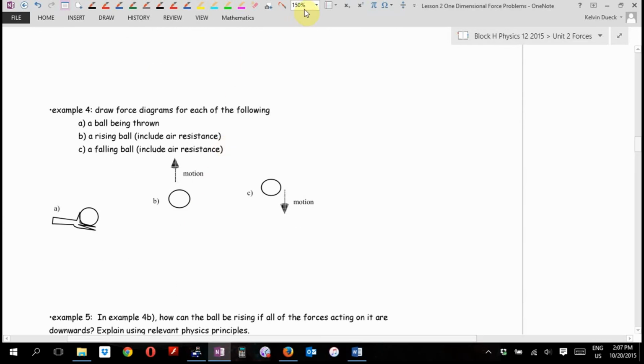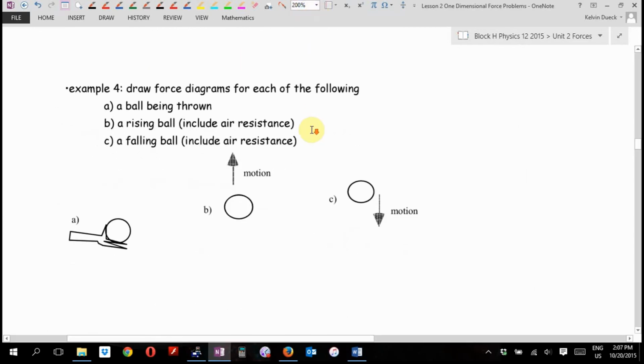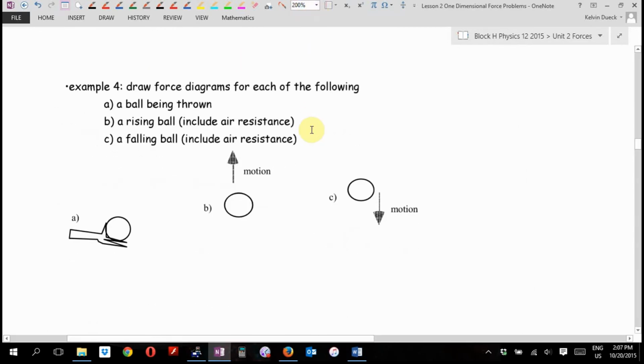Example 4 says, draw a force diagram for each of the following. By a force diagram, what I really mean here is a free body diagram.